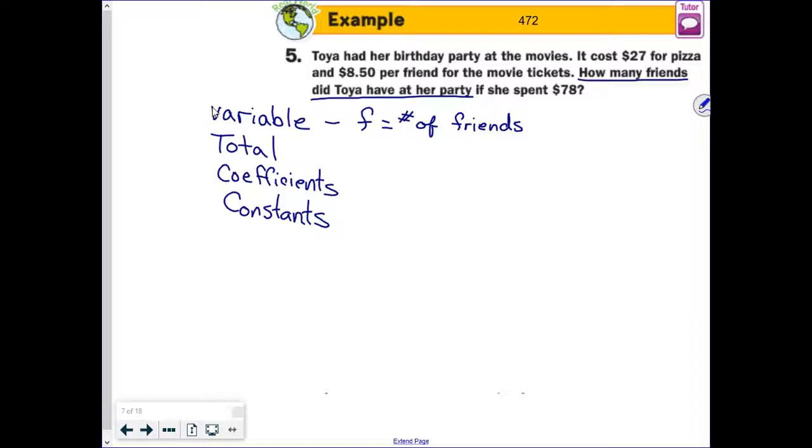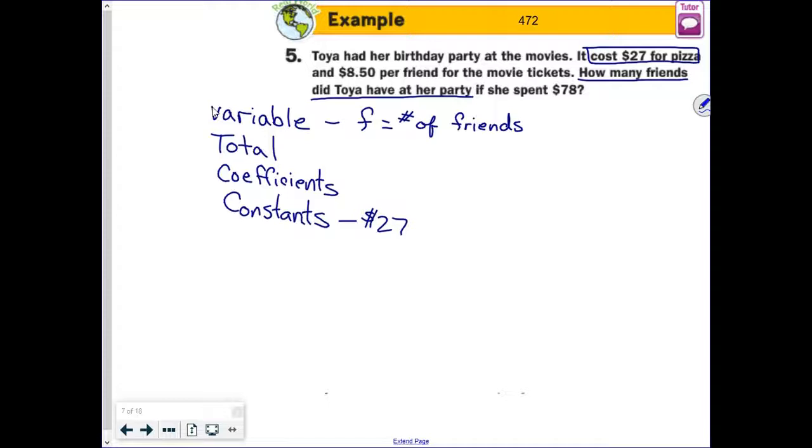Then we can start looking at the other facts. It says it cost $27 for pizza. Now, it doesn't say $27 for each pizza. It just says $27 for pizza. This is a one-time fee. They may have bought 3 pizzas. They may have bought 2 pizzas, depending on the cost of each pizza. All we know is she spent $27 for pizza. Since that is just a one-time fee, that would fall in the category of a constant because it's just going to cost her $27 once.